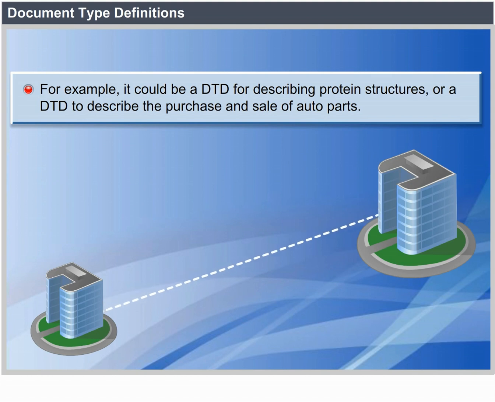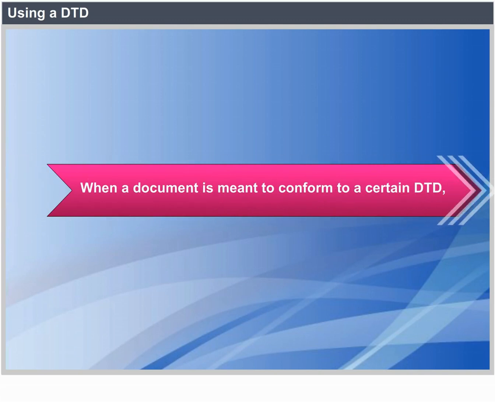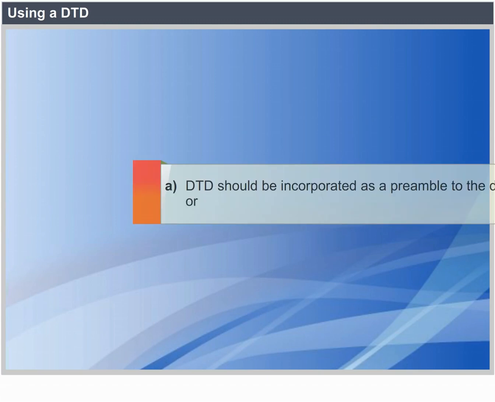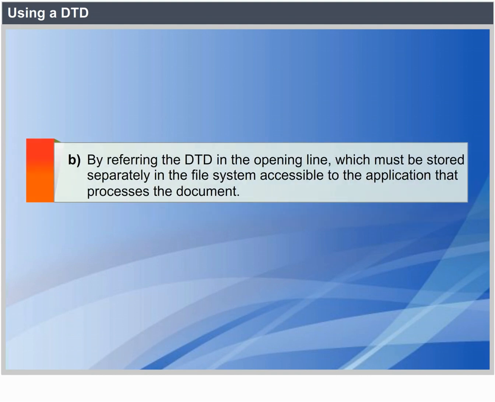Using a DTD. If a document is intended to conform to a certain DTD, we can either, subdivision A, include the DTD itself as a preamble to the document, or subdivision B, in the opening line refer to the DTD, which must be stored separately in the file system accessible to the application that is processing the document.